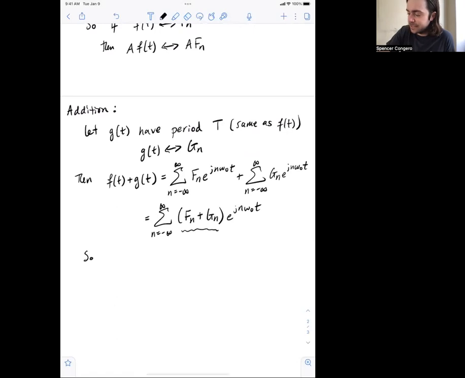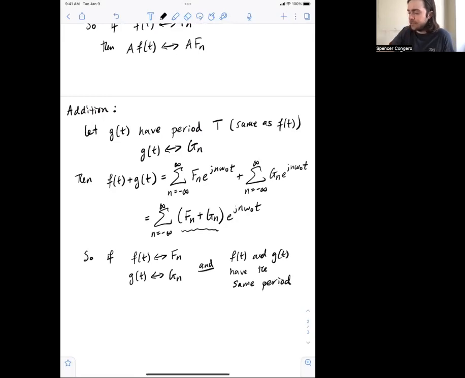So I'll just summarize it. If f of t has Fourier series coefficients f sub n, and g of t has Fourier series coefficients g sub n, and f and g have the same period, we need that, or else we couldn't combine these terms like this. We needed that omega naught to equal that one.